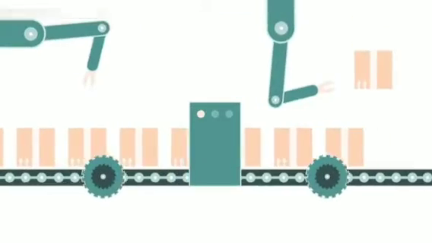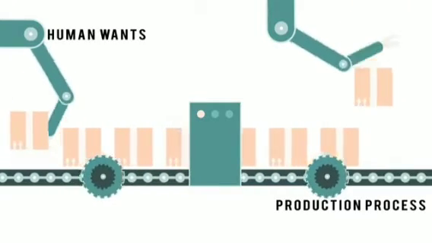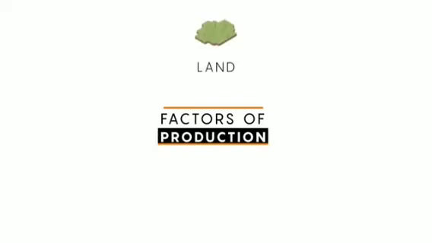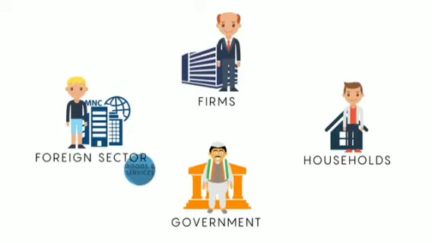The unlimited and recurring wants of human beings have made the production process a continuous process. In this process, different factors of production such as land, labor, capital and entrepreneurship are combined together for production of goods and services, which flow between various sectors of an economy in a circular flow. Let's understand this process in depth.